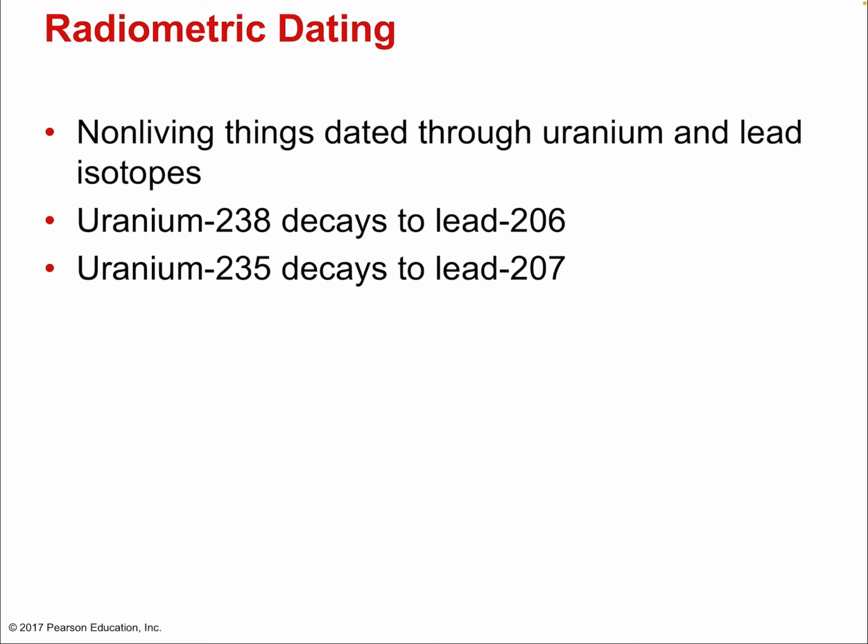Okay. Non-living things are dated through uranium and lead isotopes. So rocks, for example, you wouldn't want to use carbon-14 because rocks never absorbed carbon-14 to begin with, and they're going to be much older. So that half-life of 5,760 years just isn't long enough. Okay, if you want to date a meteorite, you need something that has a really long half-life.